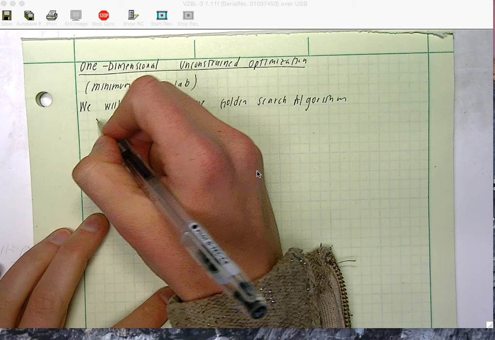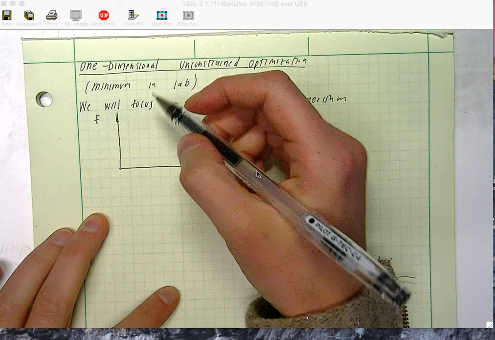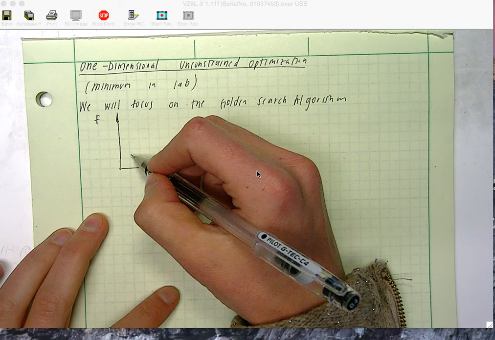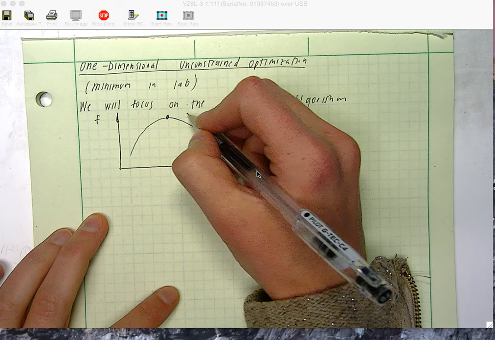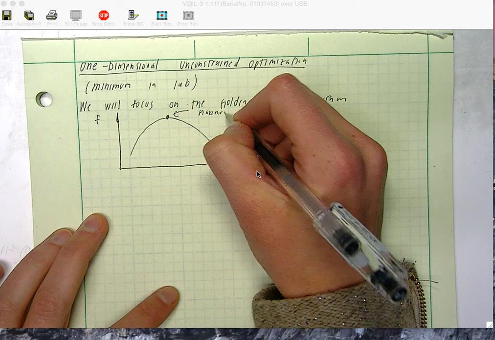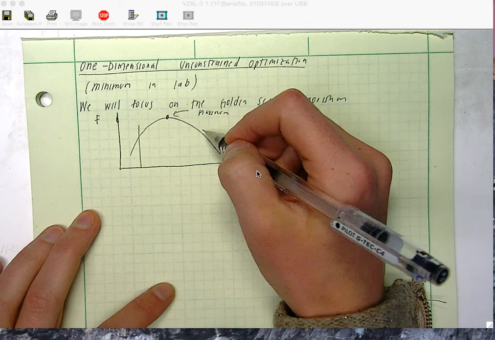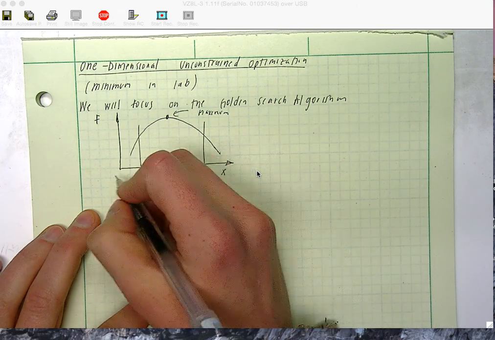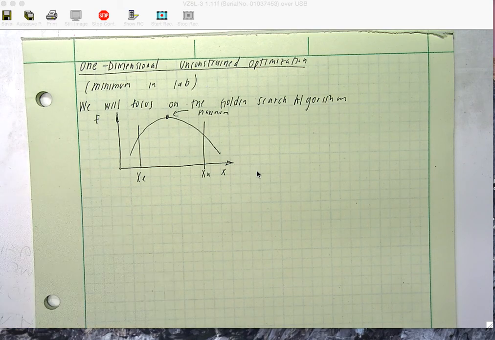So the idea is that you can take any function or any data, x versus f, and you are going to have the algorithm locate the maximum, and this is something called a bracketing method, meaning that the whole method is based off of finding the two points that bracket the maximum and continuing to iterate until those two points get closer and closer.